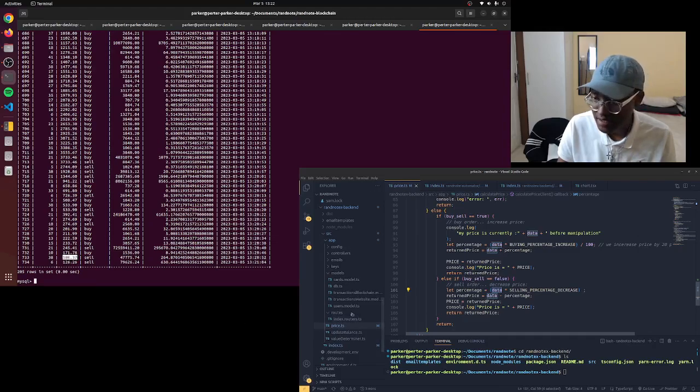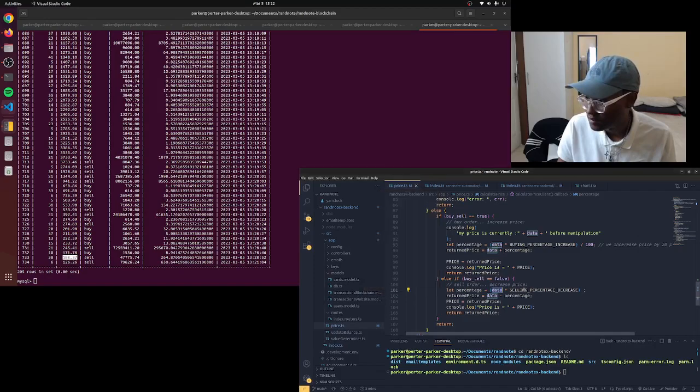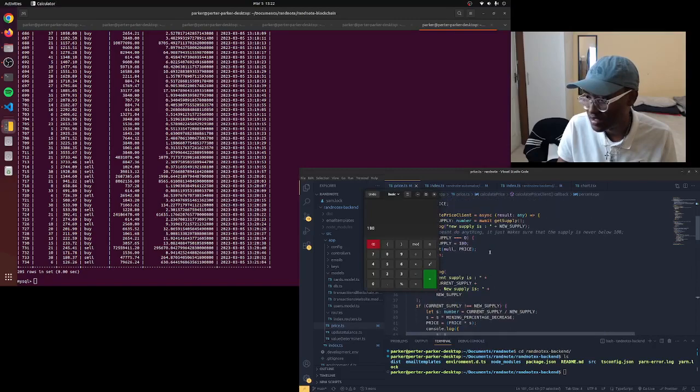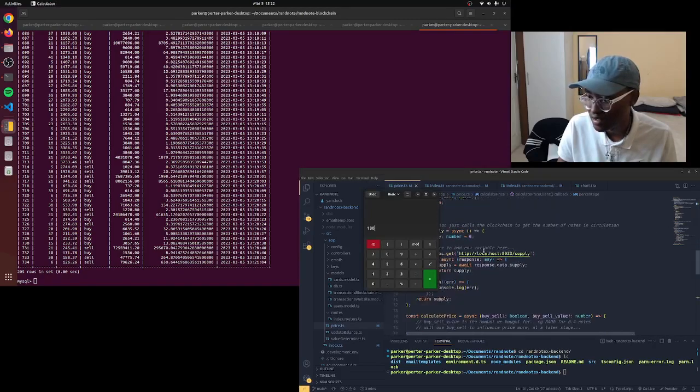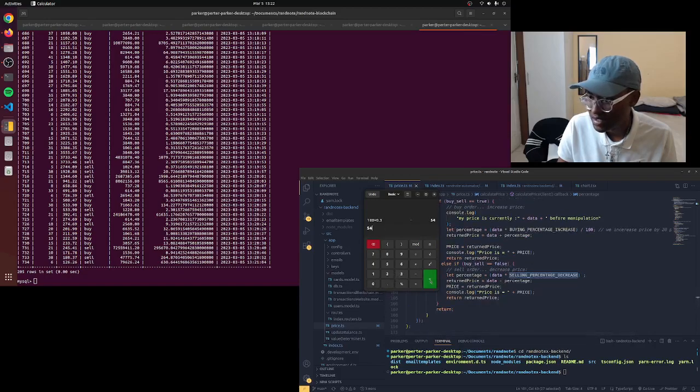So 180 is our price. So it's 180 times the selling percentage decrease, which in this case is 0.3. 180 times 0.3, that's the percentage, 54. And then we're gonna say data, which is 180 minus 54. It's 126. So we just reduce it like that.